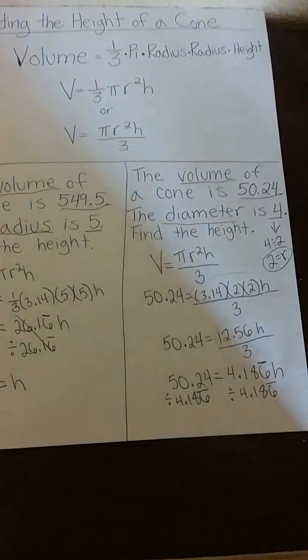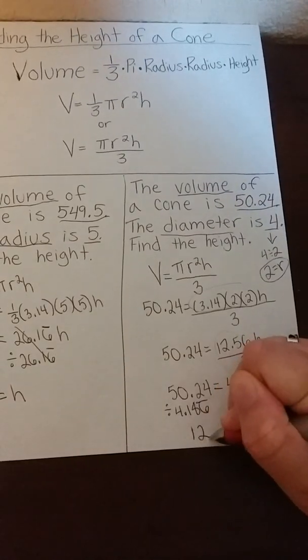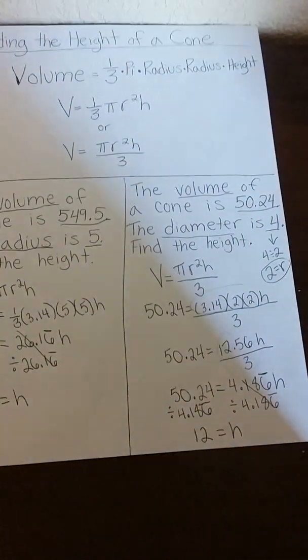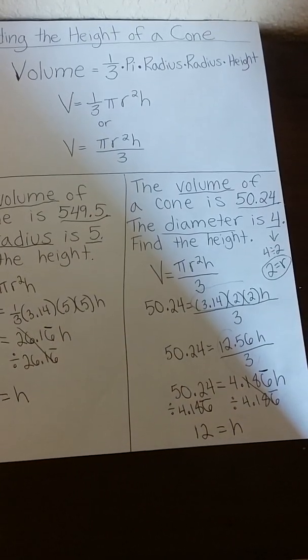And when you do that, you should get 12. So 12 equals, those cross off, h. So your height of this cone is 12.